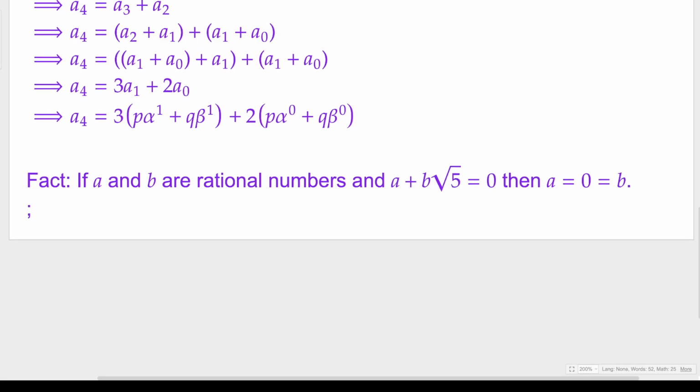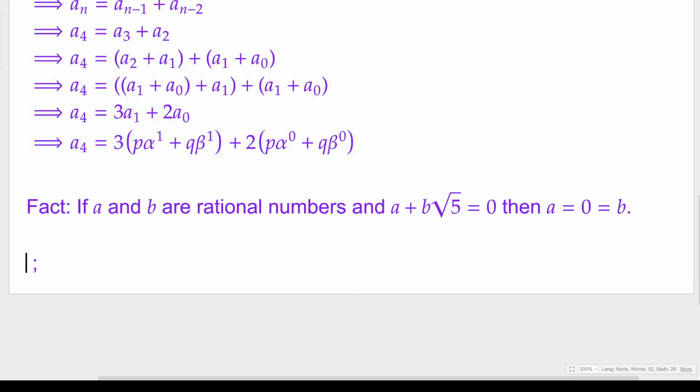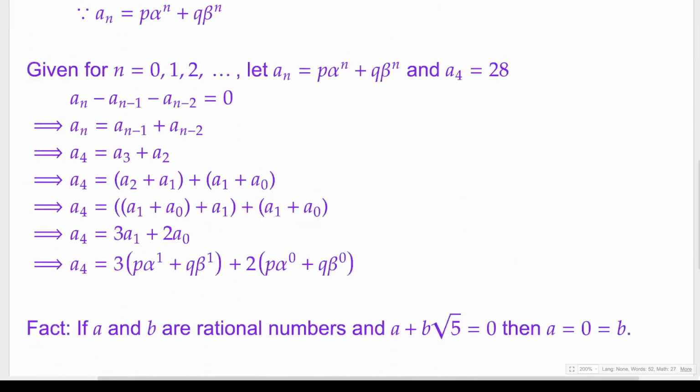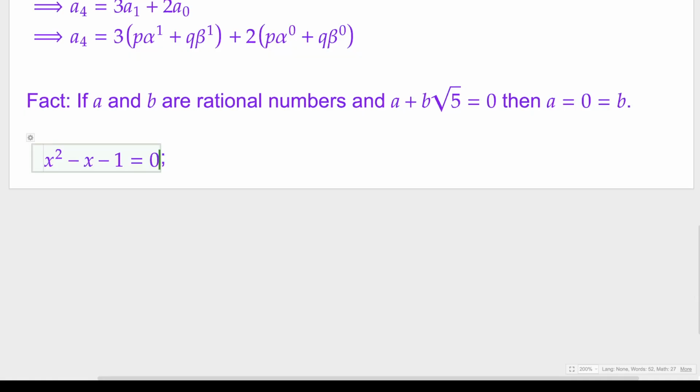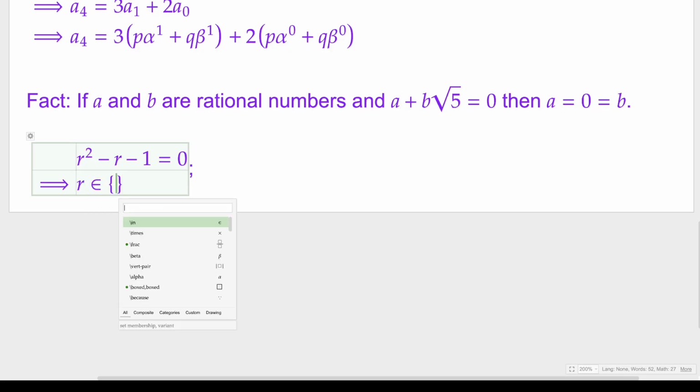Now this is the equation that was given to us. So I'll just write the given equation now. So let me just eliminate this part, and this is the equation that was given to us, x square minus x minus 1, that was equal to 0. This is the given equation, right? Now definitely we can say that if I substitute, let's say, r here instead of x, so r square minus r minus 1 equal to 0. So from this we can say that r belongs to these roots, that is alpha comma beta.